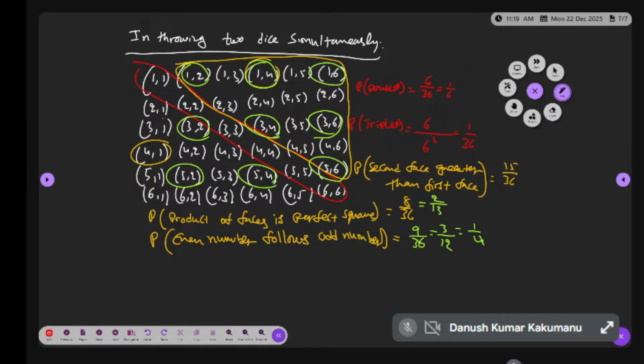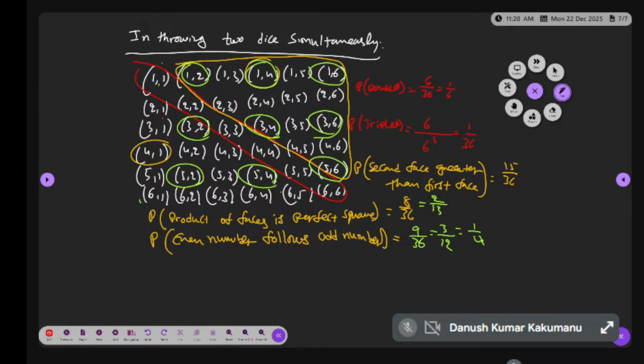Okay, no problem. Here, what is the minimum sum of the faces observed? Minimum sum of the faces is how much? 2. Maximum sum is what? 12. How many are favorable to sum 2? 1. Sum 3? 2. Sum 4? 3. Sum 5? 4. Sum 6? 5. Sum 7? 6. Sum 8? 5. Sum 9? 4. Sum 10? 3. Sum 11? 2. Sum 12? 1. Sum 13? No. Sum 1? No.